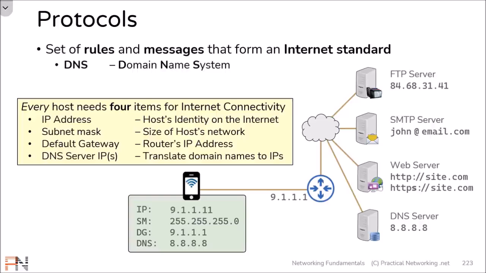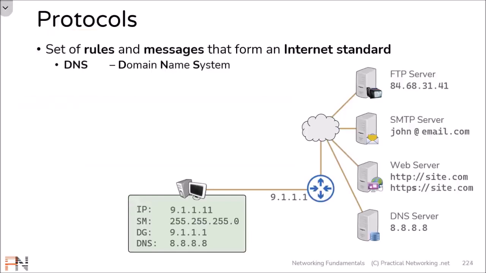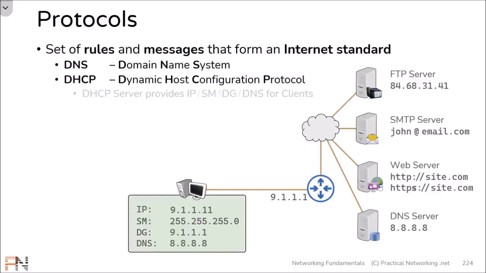Well, what's occurring behind the scenes is yet another important internet protocol. And that internet protocol is known as DHCP, the Dynamic Host Configuration Protocol. What DHCP does is it allows a DHCP server to provide an IP address, a mask, a default gateway, and a DNS server for any client.